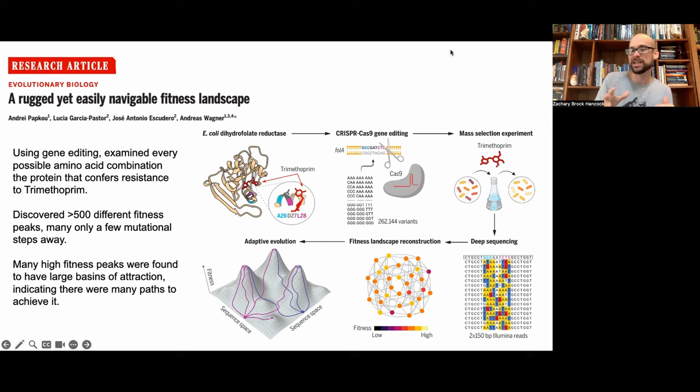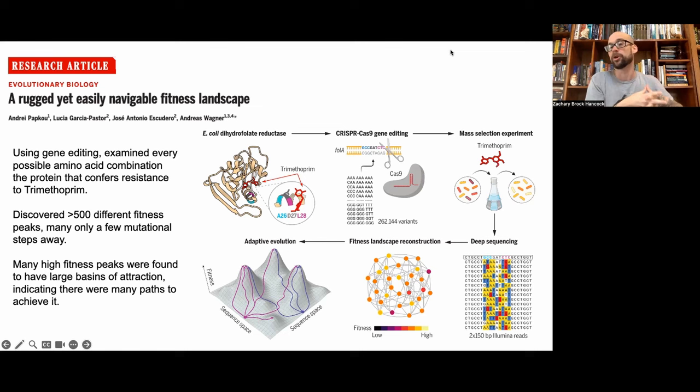What they did is they had a laboratory population of E. coli that are evolving antibiotic resistance. They're evolving to an antibiotic, and they're specifically looking at the fitness landscape of one protein that provides antibiotic resistance. The way they generated the full fitness landscape was using gene editing technology to substitute every possible amino acid combination in this protein and then measure the fitness effect.